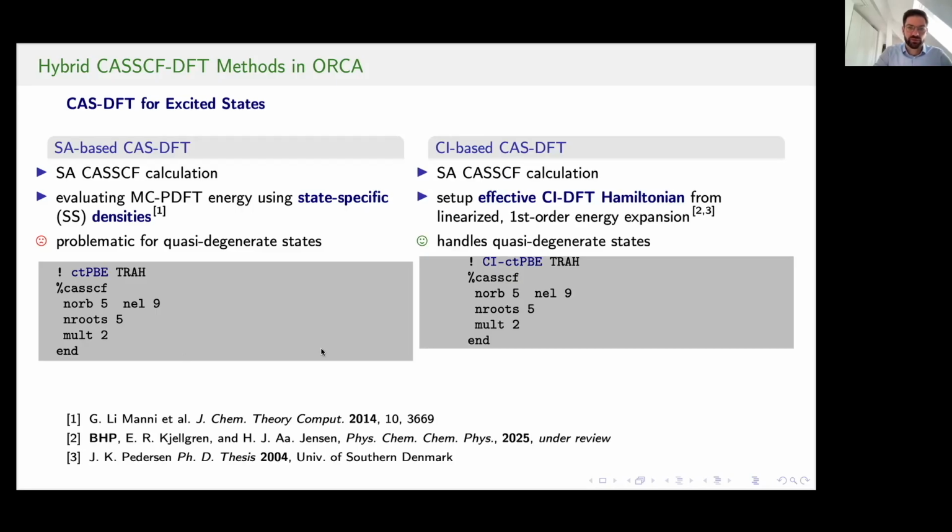And that's why we've also worked on a different approach, where an effective CI Hamiltonian is set up, computed from a linearized first-order energy expansion. In this way, we can easily handle also quasi-degenerate states, as I will show soon. The only thing that is required additionally here is to put the CI with a dash in front of the name of the functional.